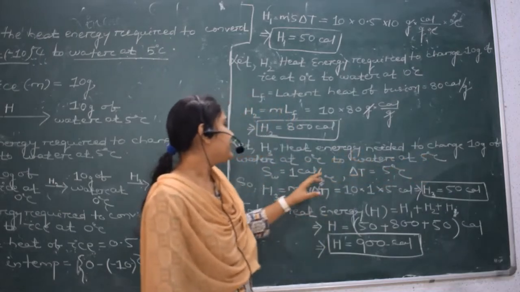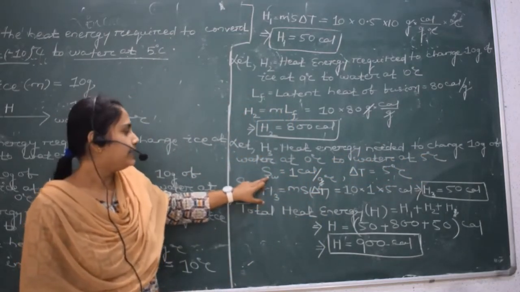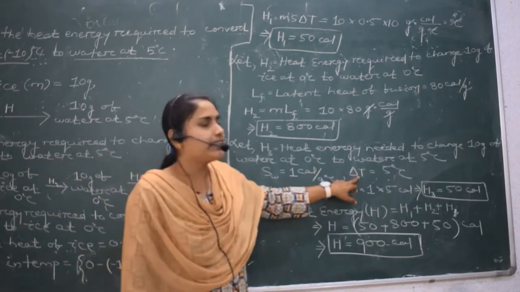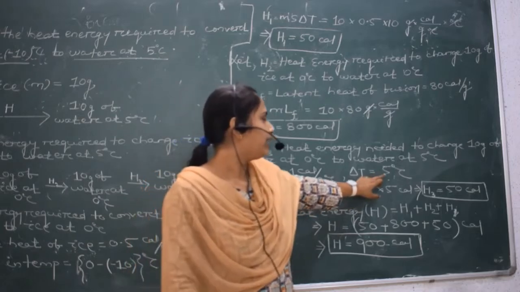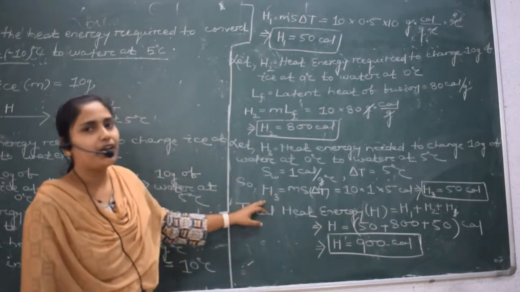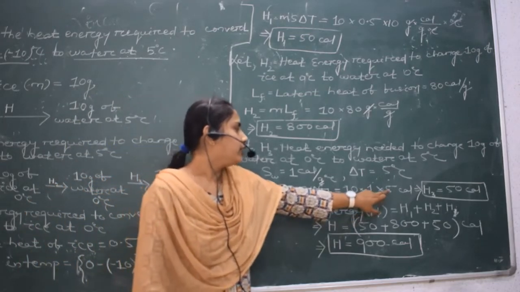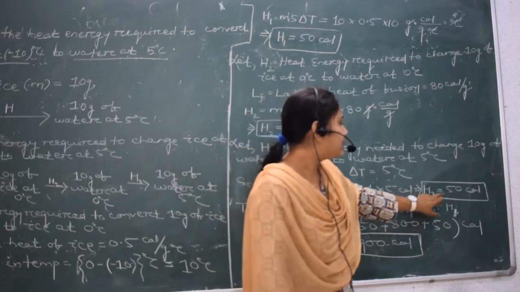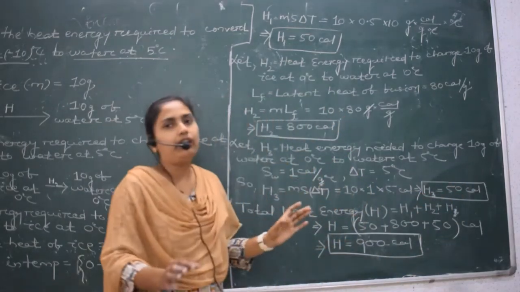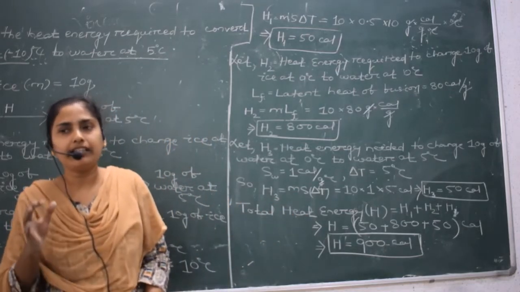So there is a change in temperature, and here we will use the specific heat of water, that is S equal to 1 calorie per gram per degree centigrade, and delta T is the change in temperature, that is 5 degree centigrade. We will use the formula H3 is equal to M into S into delta T, that is 10 into 1 into 5 calorie. So we get H3 equal to 50 calorie. So we calculated the heat energy in different steps.